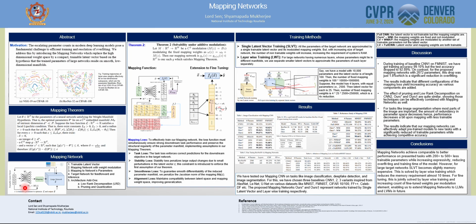This framework has several advantages. First is significant reduction in trainable parameters, lower overfitting, faster training, and improved parameter efficiency. Furthermore, we can combine this mapping network with techniques like low rank decomposition, pruning, and quantization to further make the approach more efficient and decrease the inference time also.